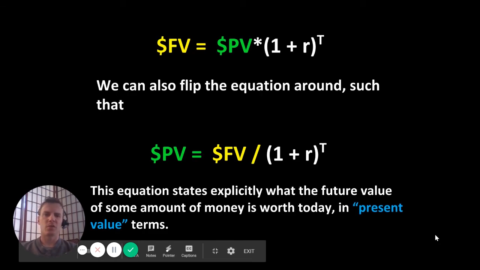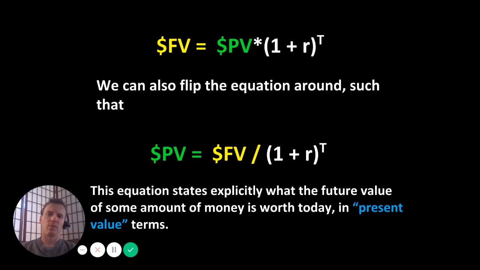So I hope everybody at this point is a little bit comfortable with this generic way of describing the relationship between future value and present value, assuming some sort of compounding interest, right? So future value is equal to the present value times 1 plus R to the T. So we can also flip this equation around, because so far we've just been describing future value in terms of present value and some other stuff. We can also describe present value as a function of future value and some other stuff.